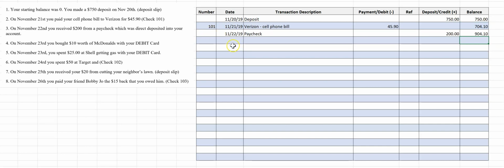On November 23rd, you bought $10 worth of McDonald's with your debit card. This is how a debit card entry looks. You just write McDonald's, and it is a debit of 10. And to update our balance, equals the previous balance of $904.10 minus the debit amount.